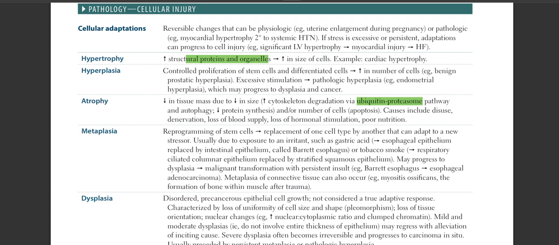So your body wants apoptosis because it's very controlled and very specific and it's physiologic. Necrosis, very bad. And there are multiple types of necrosis that we'll study later on.